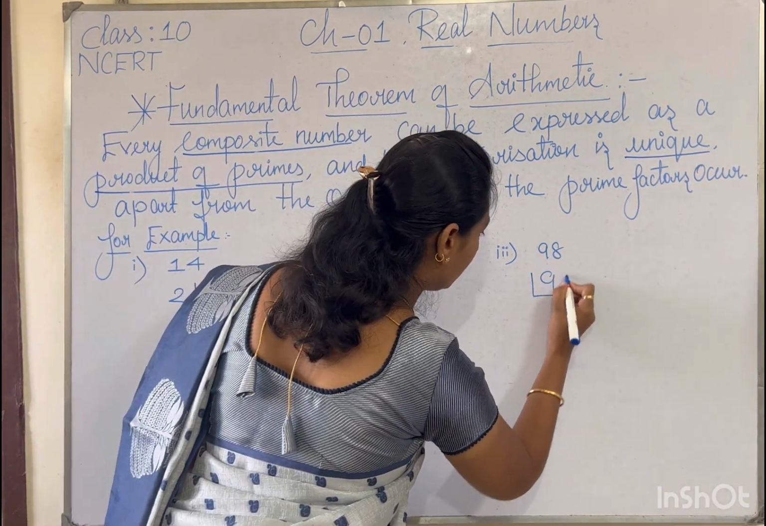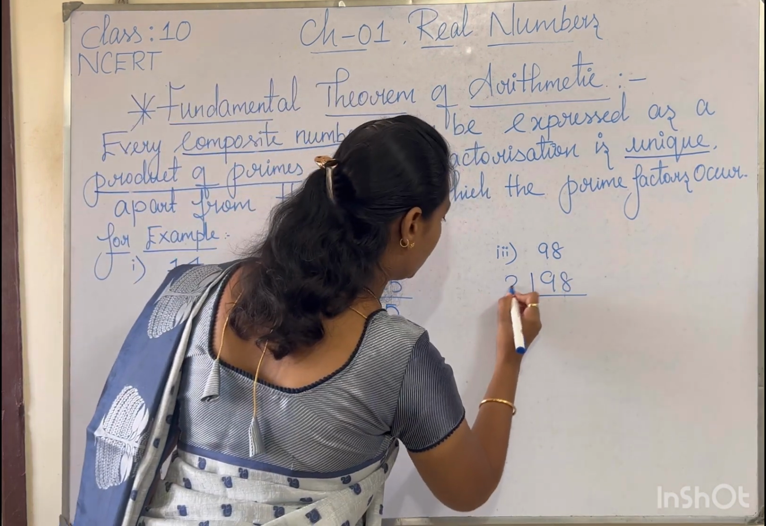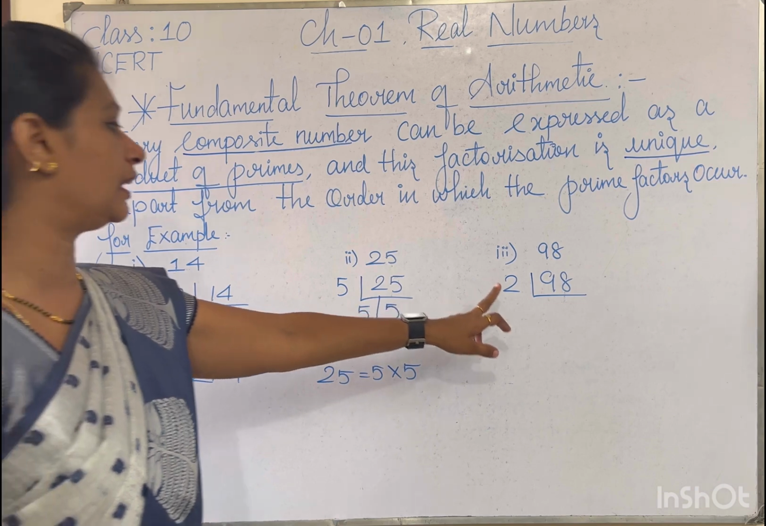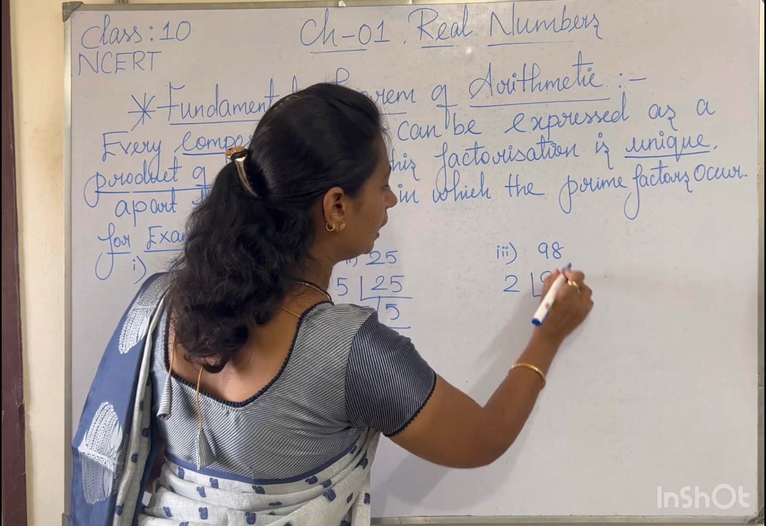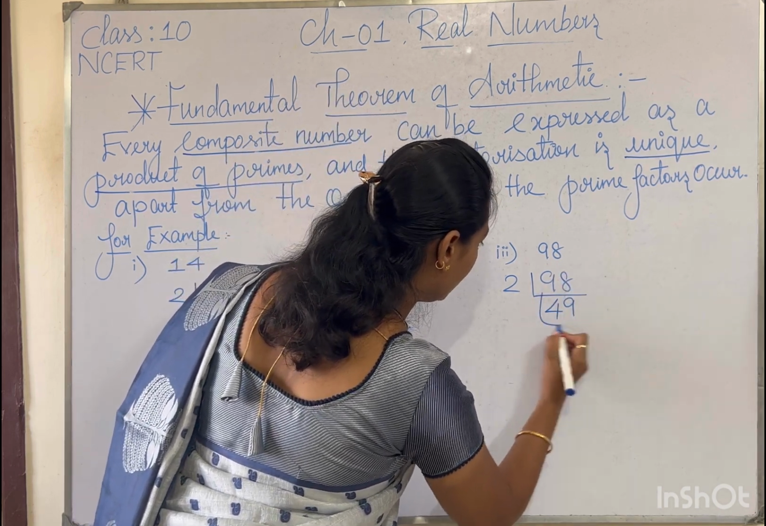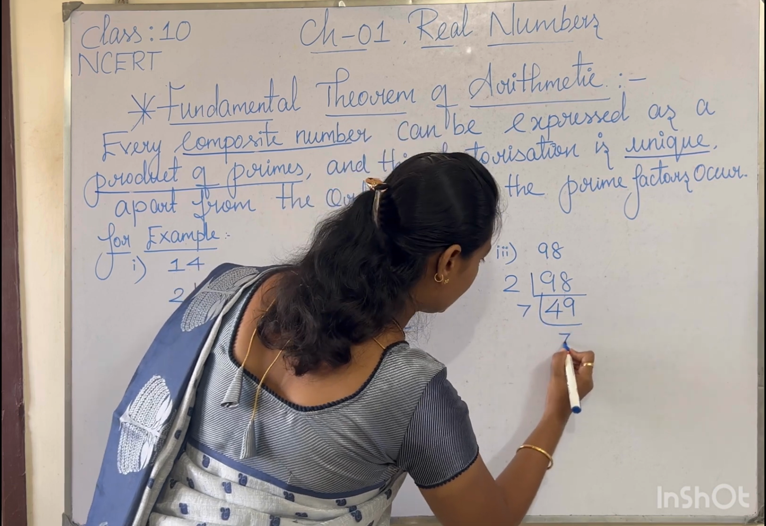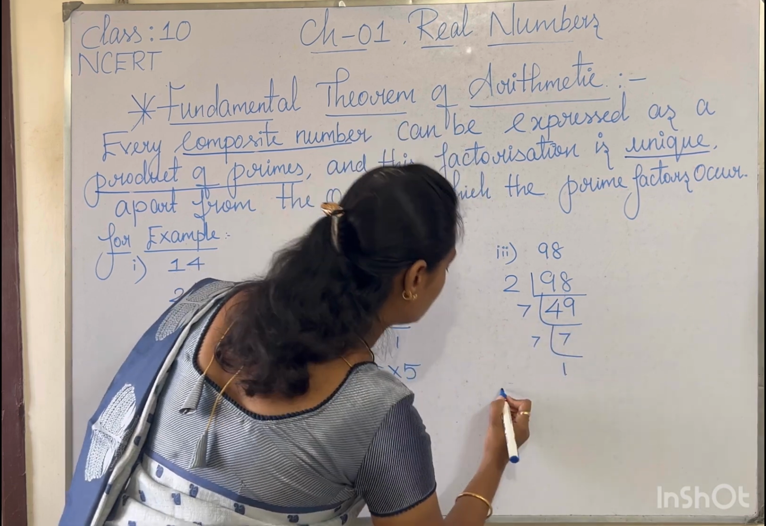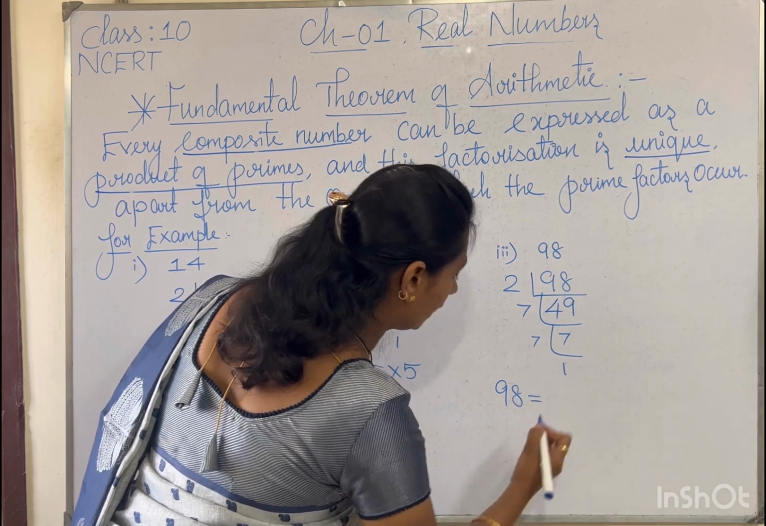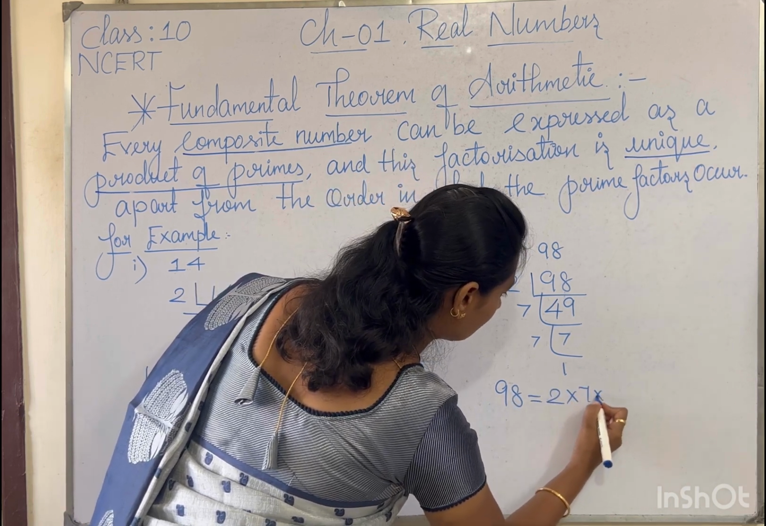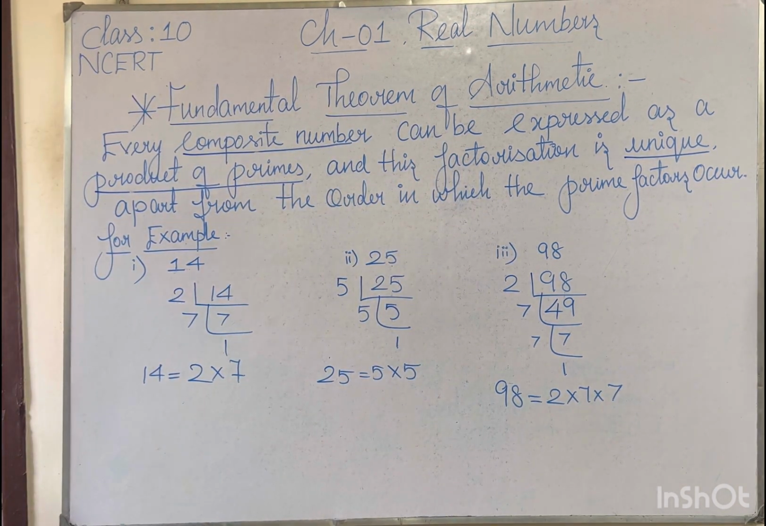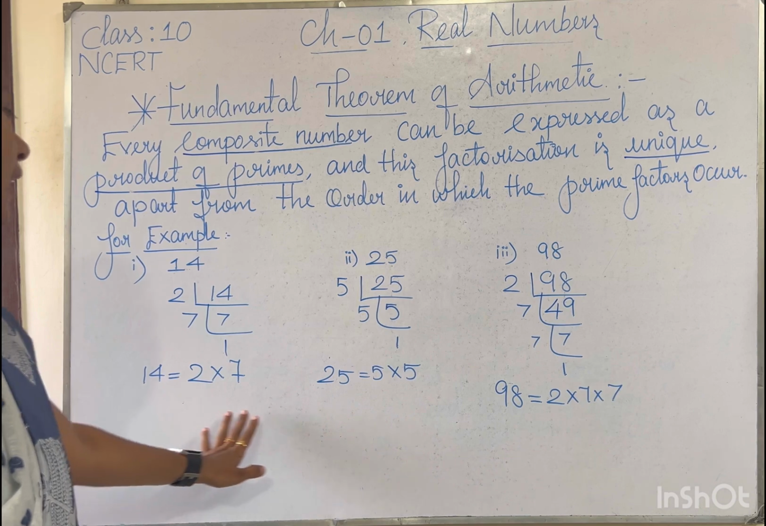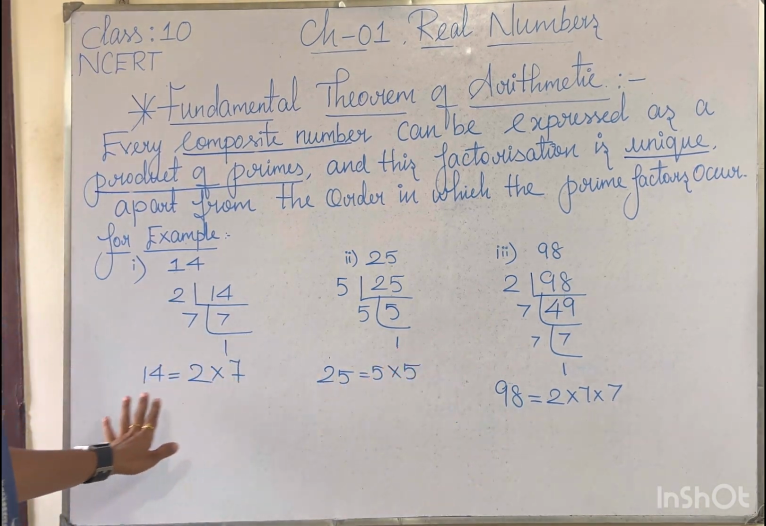Then we have another composite number 98. So 98 can be factorized by the smallest prime number 2. Since 98 is an even number, we can start with the smallest prime number 2. Two 4s are 8, balance 1, 9, two 9s are 18, so 49 remains. Then again by the prime number 7, 7 sevens are 49, 7, 1. So the composite number 98 can be expressed as 2 into 7 into 7. So the theorem says that every composite number can be expressed as a product of prime numbers, and this prime factorization is unique for every composite number.